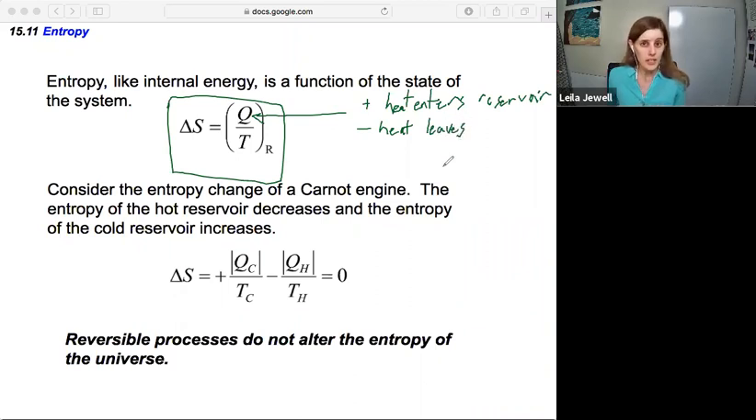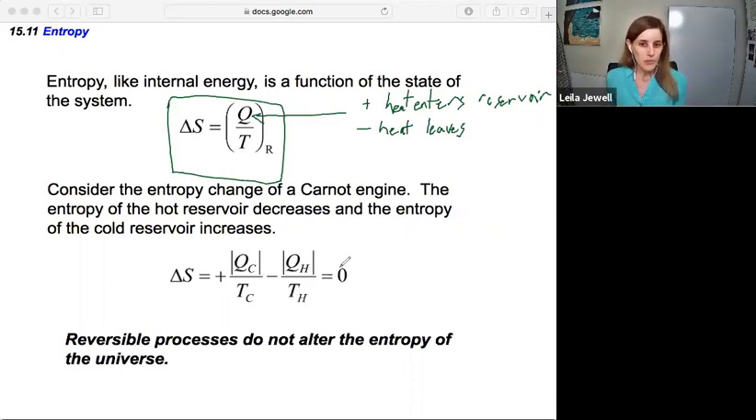This is illustrated with our Carnot engine. The heat is leaving the hot reservoir, so that's the negative sign there. The cold reservoir is having heat enter, so that's a positive sign. But we know that the ratio QC over TC is equal to QH over TH. So the net change in entropy for a Carnot engine is 0. This highlights a really important principle: reversible processes do not alter the entropy of the universe. The overall entropy of the universe stays the same.